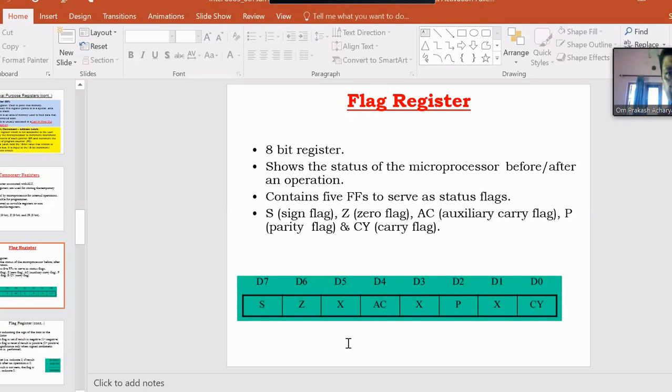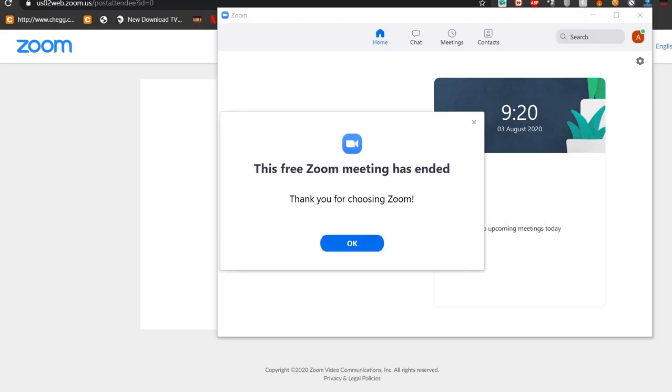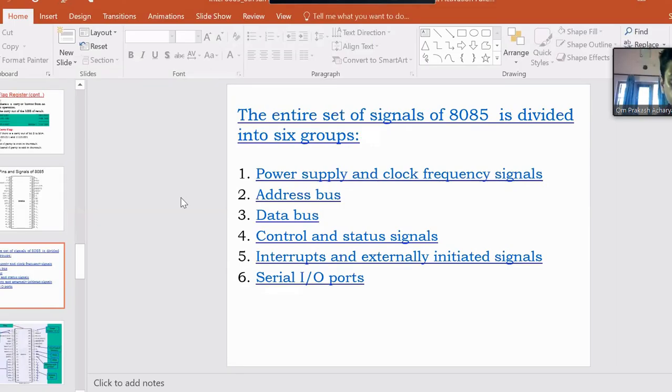Out of the pins and signals, the important part is there are 5 sections... Can you hear me? Yes, sir. Can you listen to me? Okay. So the entire set of signals is divided into 6 groups.